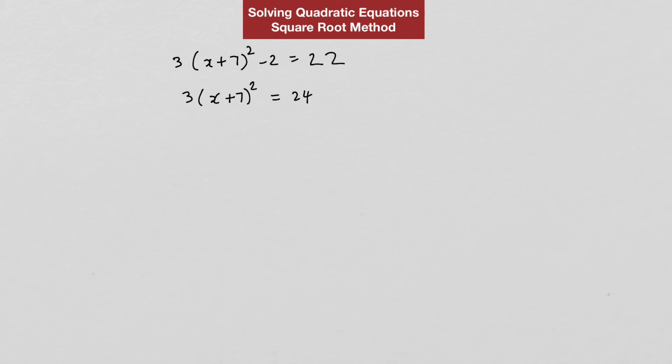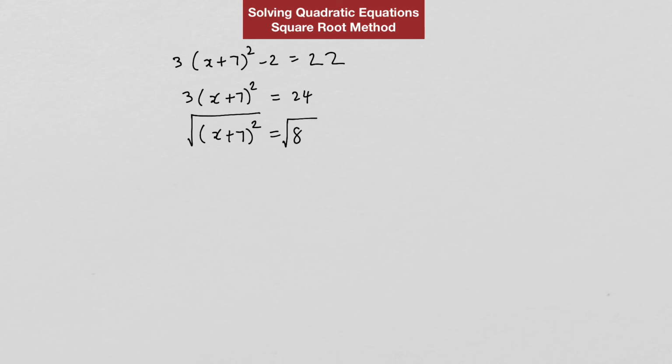Okay, we still need to isolate the perfect square. We have this 3 here. We need to move it to the other side because this is a product, meaning there's a multiplication going on. We have to divide both sides by 3 or multiply both sides by 1/3. Both are the same thing. Okay, and when we do, we get (x plus 7) squared is equal to 8. Okay, now that we've isolated the perfect square, we could take the square root of each side.